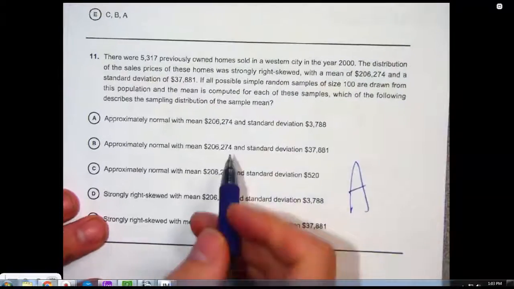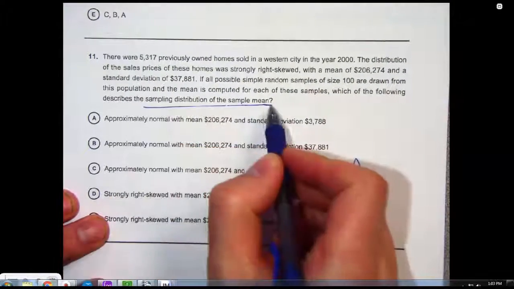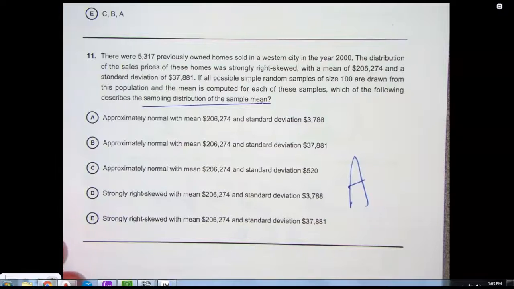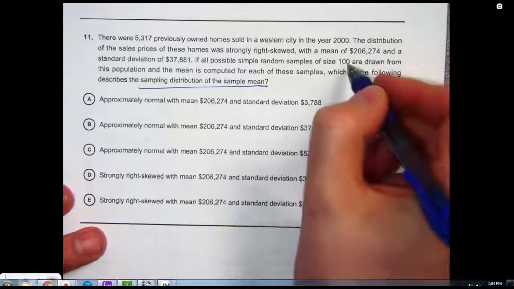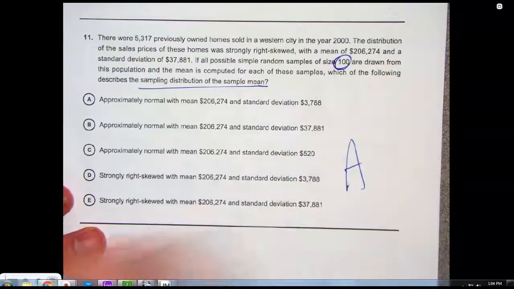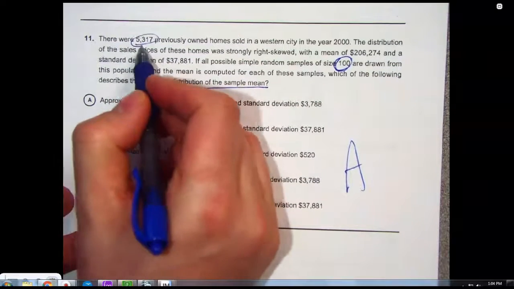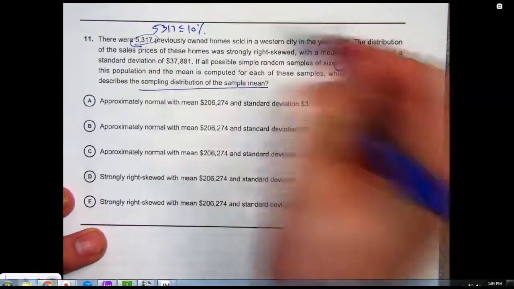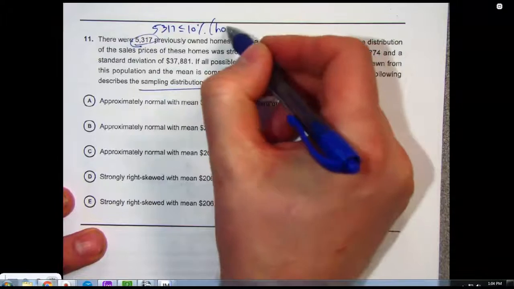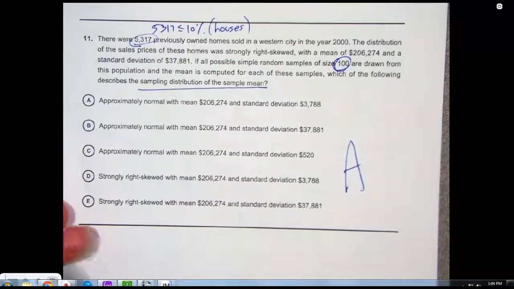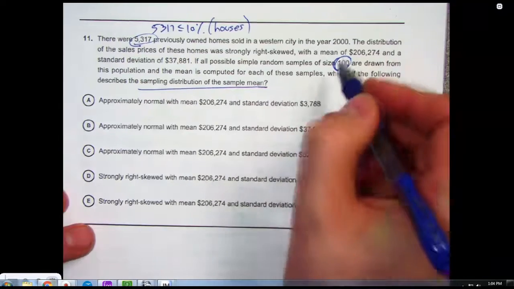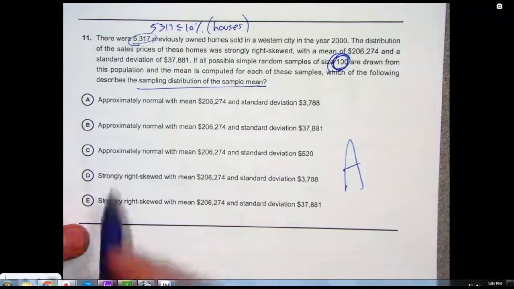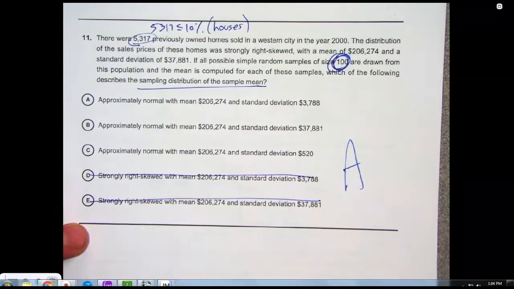Number 11. Describe the sampling distribution of the sample mean. So we're approximately normal because we've got a large enough sample size. This is less than 10% of all the houses in the world, or Western city, whatever it is. And then it's random, so we know it's approximately normal. And the main thing they're asking here is, do you know that because it's a big enough sample size? So once we know it's approximately normal, we can get rid of those two.